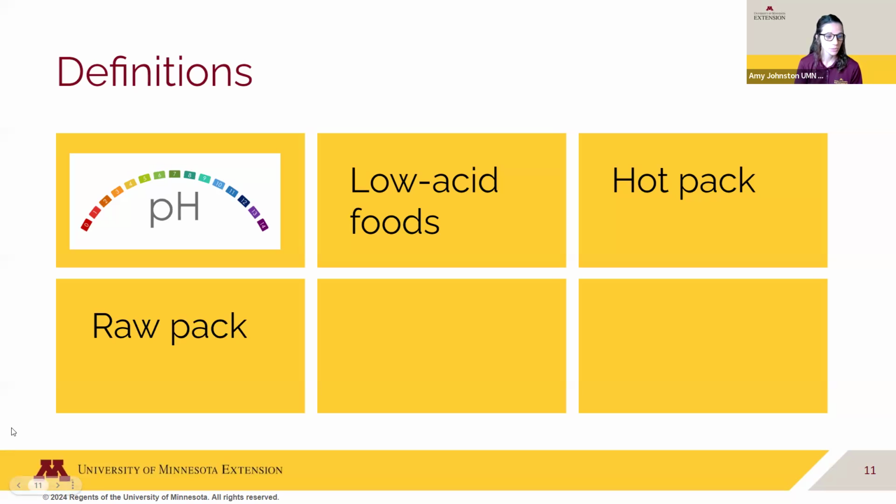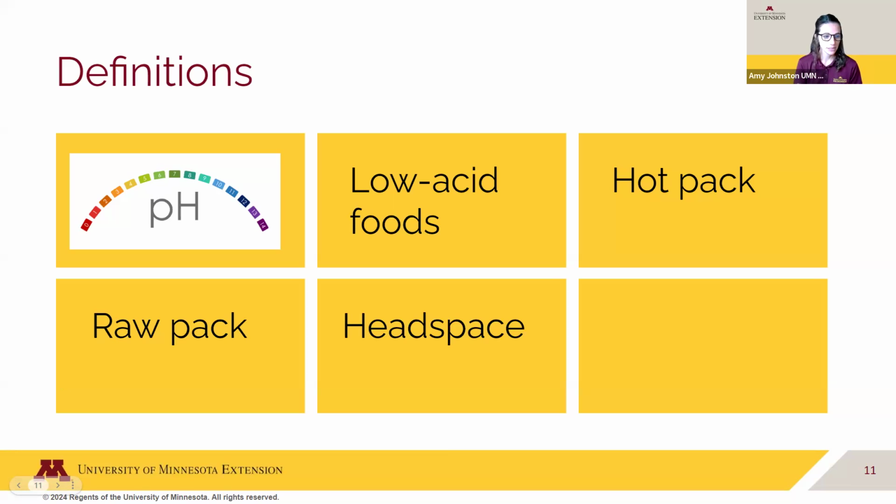Raw pack is a term used, again, for how the food and the liquid are put into a jar before canning. In the raw pack method, the food is not cooked in a liquid prior to putting it into the jar. The liquid is likely hot, but again, the food has not yet been heated. A raw pack method is good for foods that will lose their texture or maybe some color if they're heated for too long, or they're able to reach a safe internal temperature pretty quickly in that canning process.